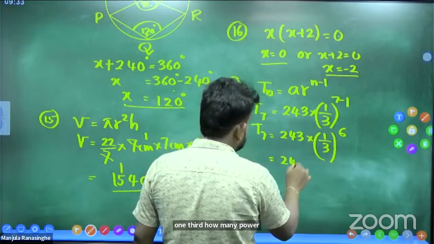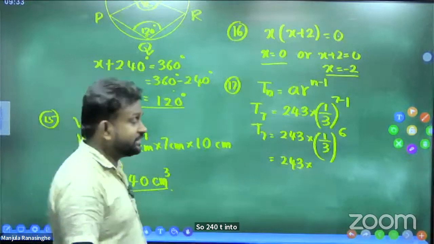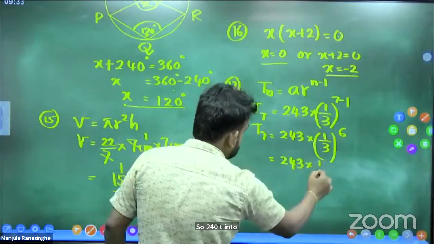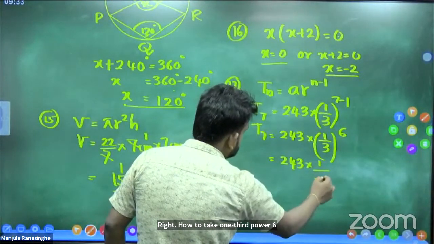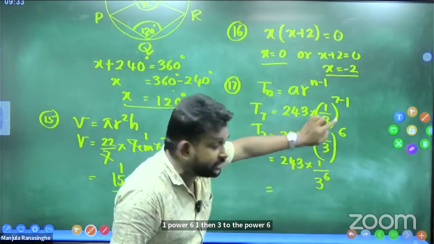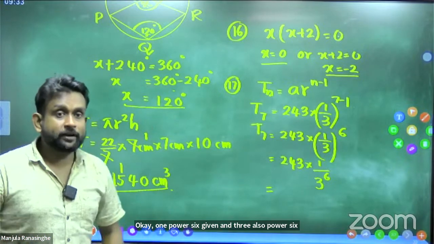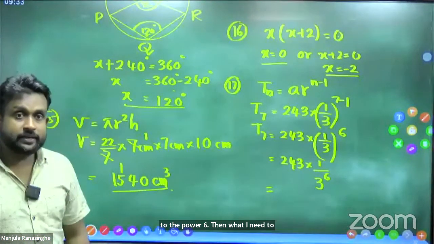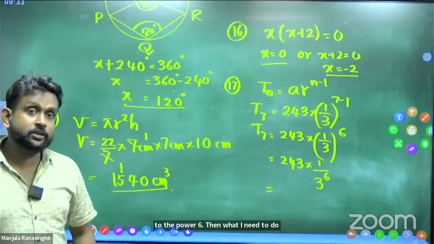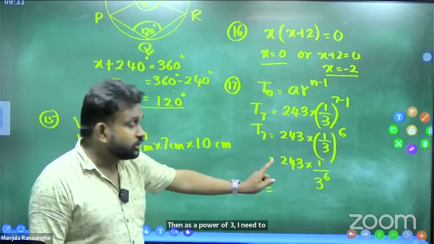So 243 into, how to take 1/3 to the power 6? 1 to the power 6 is 1, then 3 to the power 6. 1 to the power 6 is given and 3 is also to the power 6. Then what do I need to do? As a power of 3, I need to simplify. This is not the final answer.